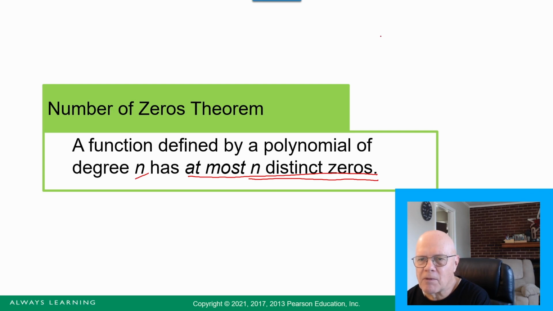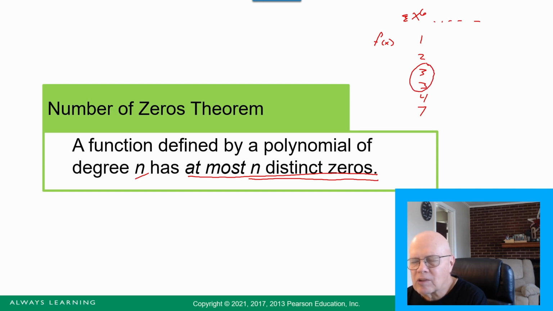So for example, you might have a polynomial, and it might have zeros 1, 2, 3, 3, 4, and 7, for example. Now this would be a 6th degree polynomial, so you'd have something x to the 6th, and so on. And it has 6 zeros, but 2 of those are identical. We also say it's a multiplicity of 2 for the 3 because there's more than one. So it's at most 6. In this case, it's 5 distinct zeros.